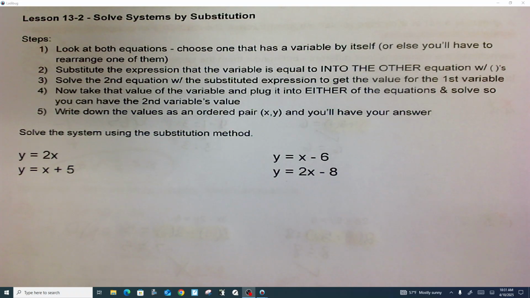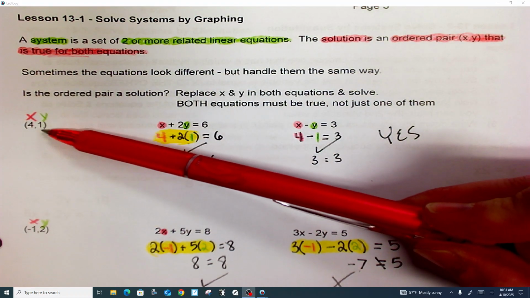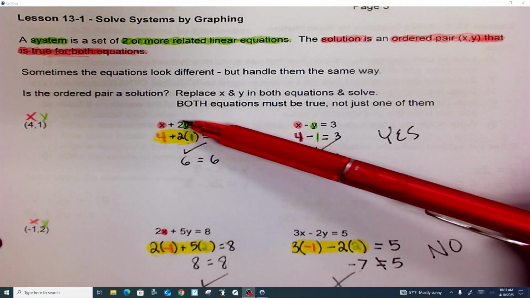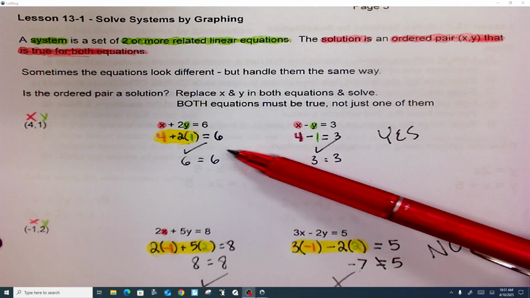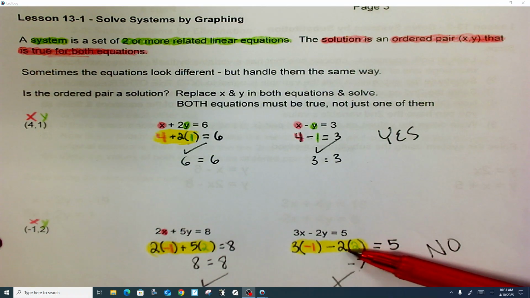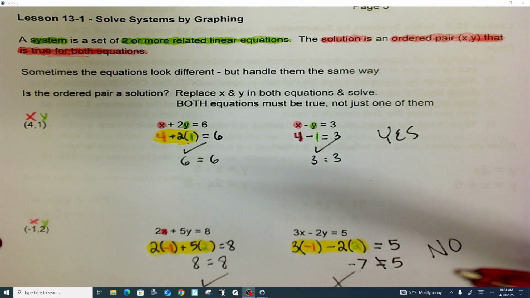How do we solve systems of equations by using the substitution method? So, very quick recap. A solution to a system of equations is an ordered pair. It's an x and y number that when you plug them into both of the equations, it makes them true. If this ordered pair doesn't work for both equations, then it's not a solution for the entire system, right?